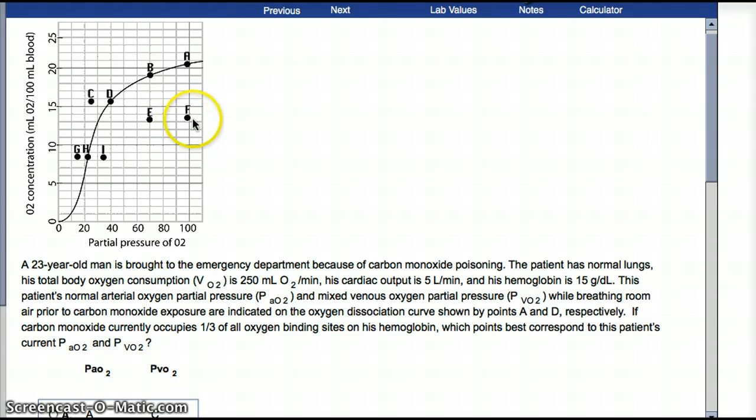So it has to be 13.5 minus, here it says, total body oxygen consumption is 250 divided by cardiac output. It's going to be 50 milliliter, okay? And that would be G. So that's how you get this answer.